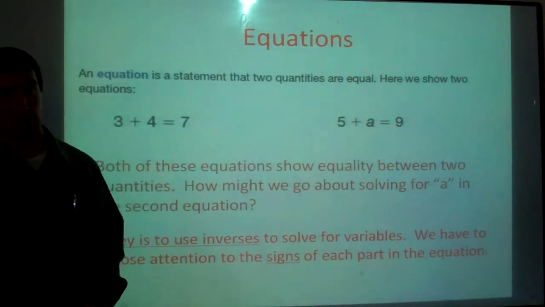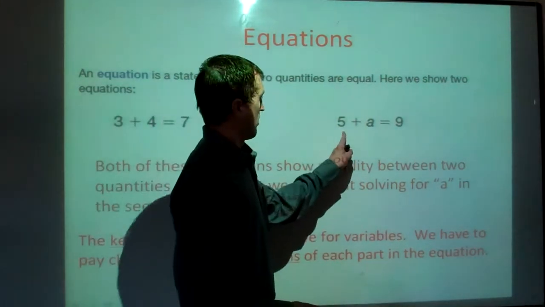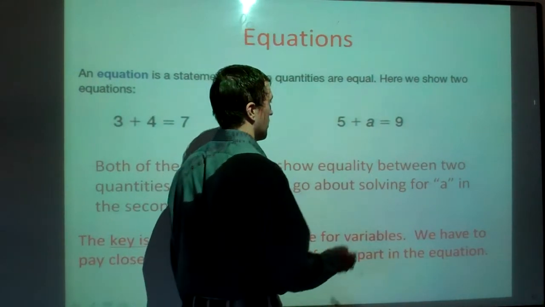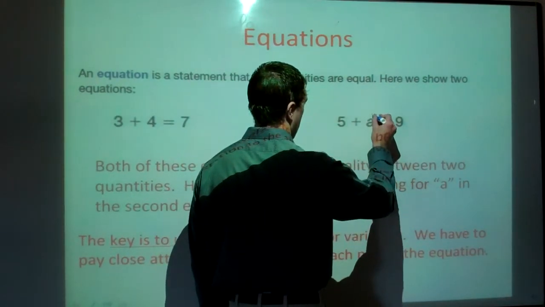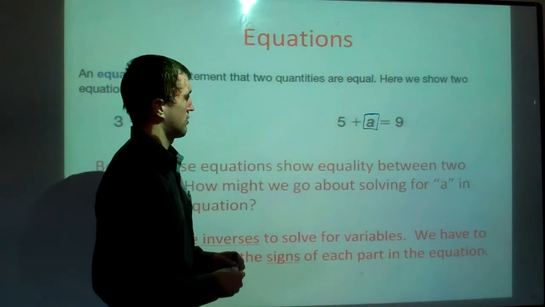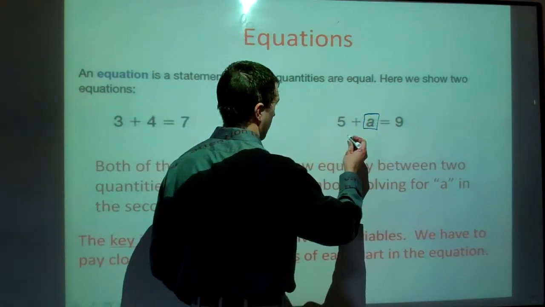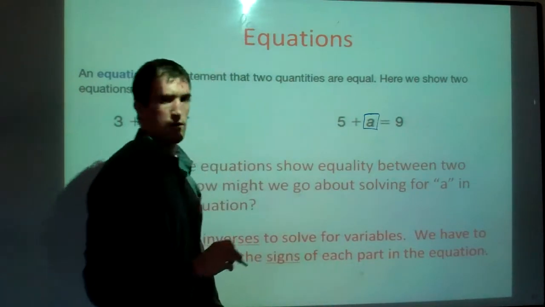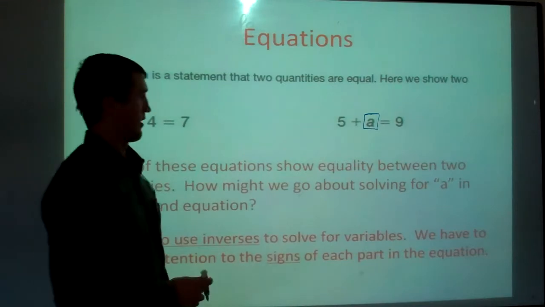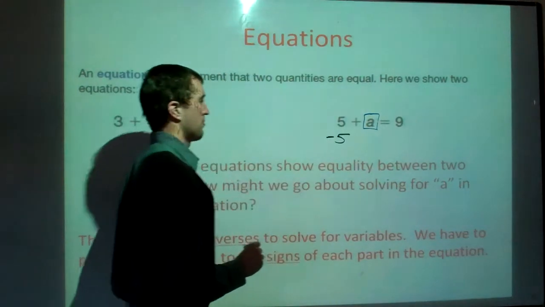So if we look at 5 plus a real quickly here, I notice that 5 plus a is happening. So what's happening to a? Well, we're adding 5 to it. So here's our a, and that's positive a, since we're adding. In order to get rid of adding 5, we're going to do the inverse of that, which would be subtracting 5.